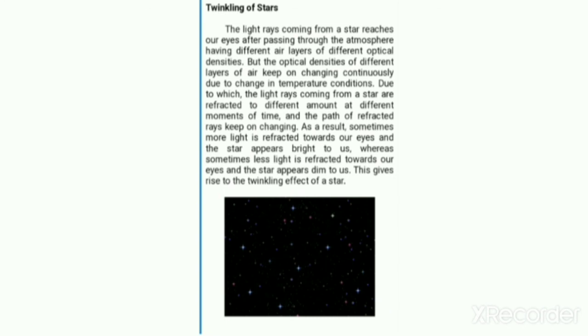Because of that, sometimes more light is refracted towards our eyes, and in that case we see the star bright, and sometimes fewer rays are refracted towards our eyes, and in that case the star appears dim to us, and this gives the twinkling effect to a star. This is the reason for the twinkling of stars in the sky. I hope this topic is clear to you.